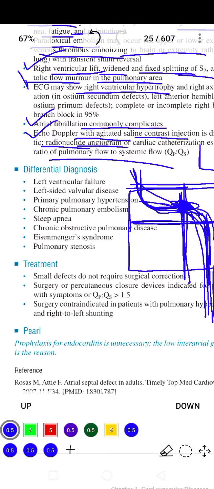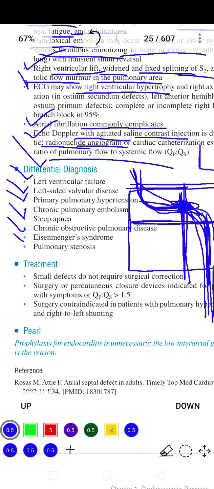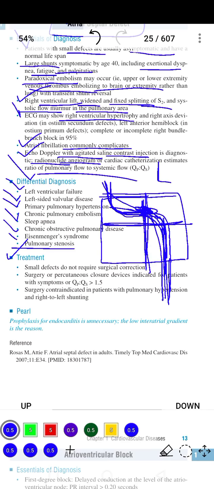So what differentials can we keep with atrial septal defect? We can keep left ventricular failure, left-sided valvular disease, primary pulmonary hypertension, chronic pulmonary embolism, sleep apnea, Eisenmenger syndrome, pulmonary stenosis.